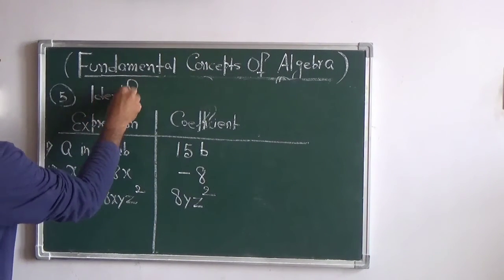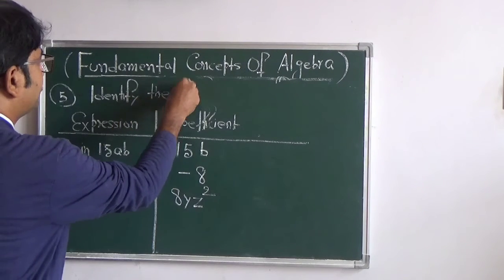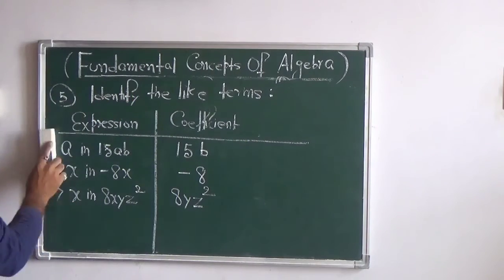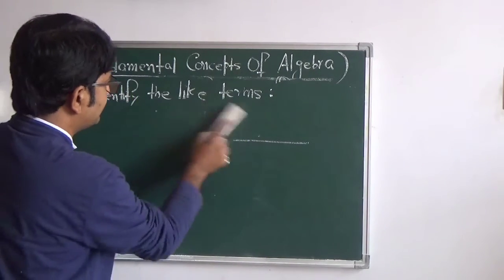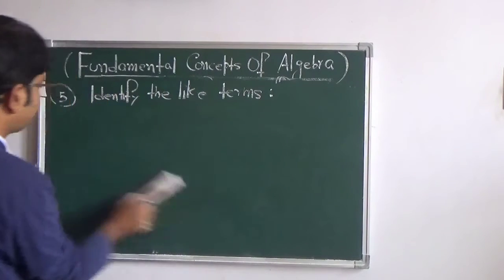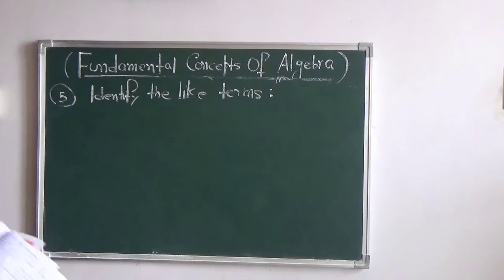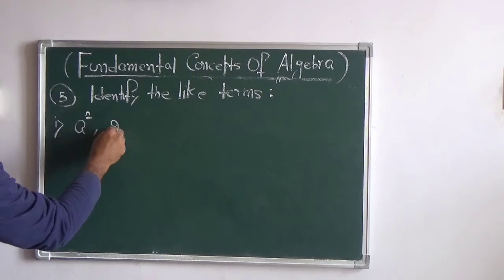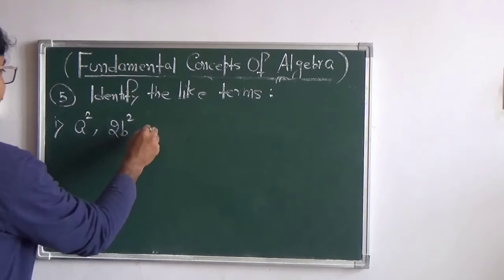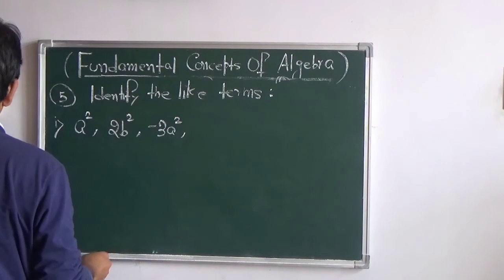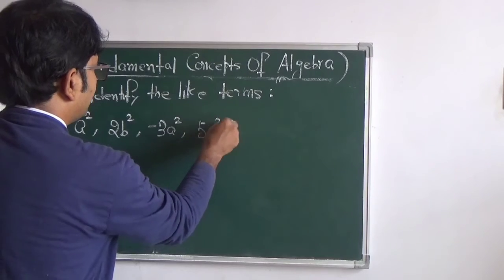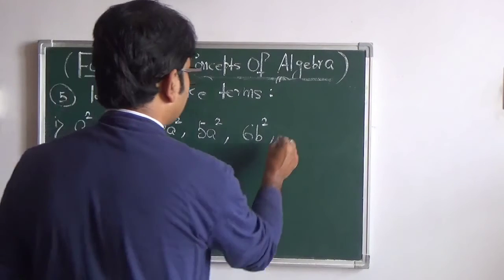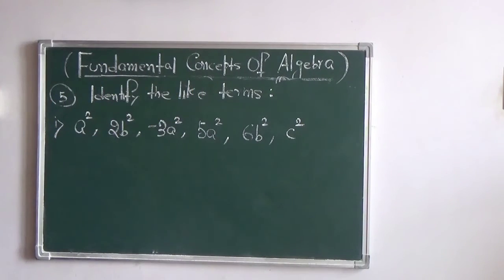Identify the like terms, and you know what like terms are, so no need to explain it. Just look at this question and you can answer very easily. The first one is, we have a square, then 2b square, minus 3a square, 5a square, 6b square, and c square. So you need to group the like terms.